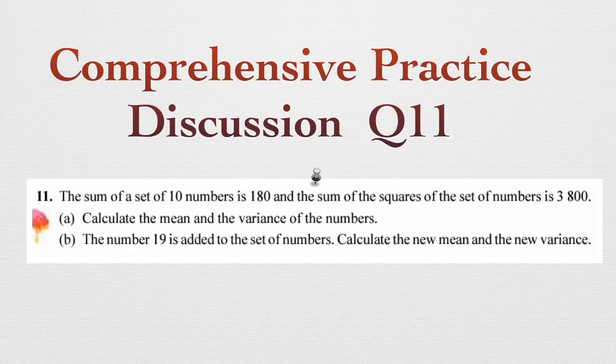Let's see question 11. The sum of a set of 10 numbers is 180 and the sum of the squares of the set of numbers is 3800. A: calculate the mean and the variance of the numbers. B: the number 19 is added to the set of numbers. Calculate the new mean and new variance. Please try first before we discuss later.